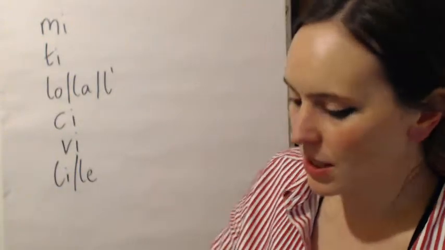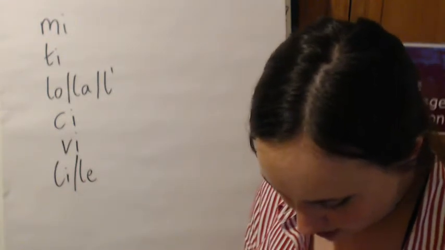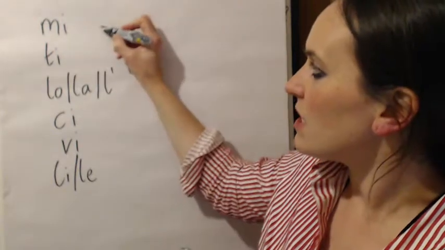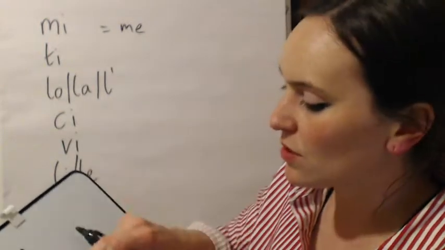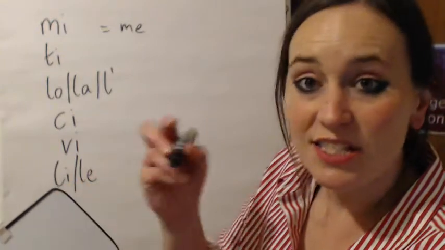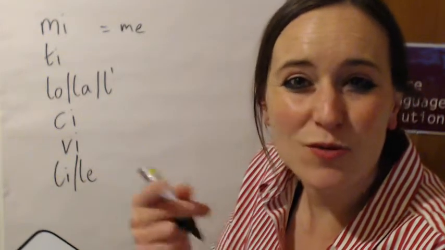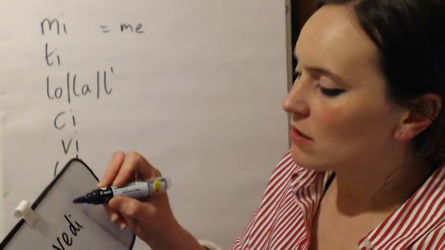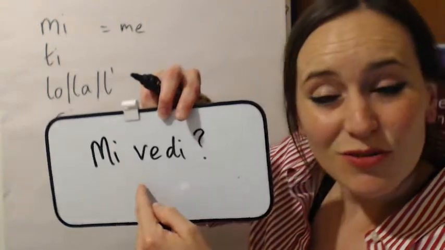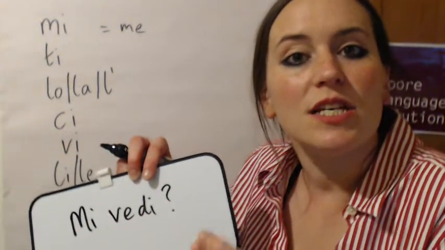Let me show you what that's written like. Mi vedi. So the pronoun comes before the verb. So there's mi, which is the first pronoun. It basically means me, and it's got to be followed by a verb that doesn't have a preposition after it. Vedere, to see, see me. See doesn't have a preposition like to or at or for or with after it. Mi vedi. Hence, in English, it's directly followed by the object. Do you see me?